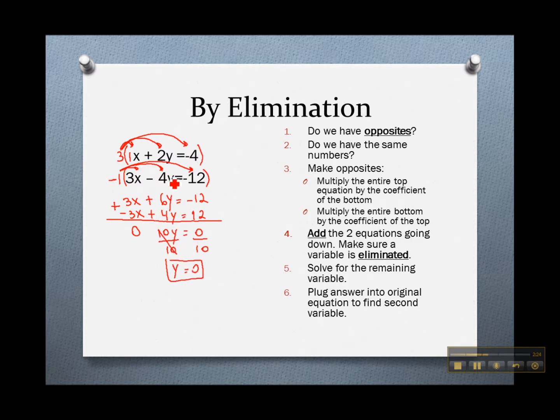So I'm going to plug in y over on the first one. x plus 2 times 0, instead of y, equals -4. And now solve. x plus 2 times 0 is just 0, equals -4. So this is gone, so I have that x equals -4. So these two lines will cross at the point x equals -4, y equals 0.